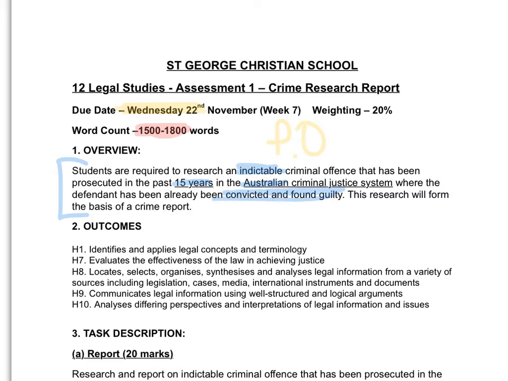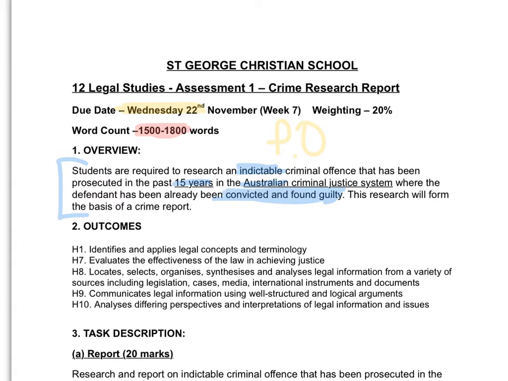Alright, so that's the main kind of, let that be your checklist. Whenever you find a story, is it an indictable crime? Has it been in the last 15 years? Is it an Australian one? Has the person already been convicted and found guilty? If that's not the case, then pick something else.